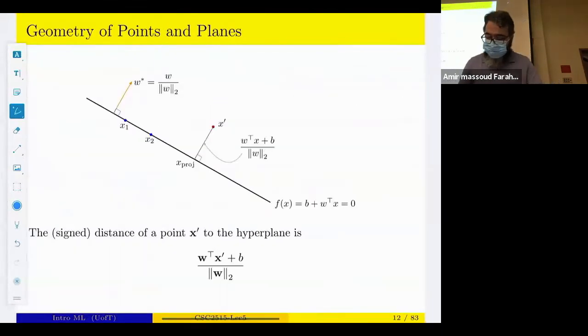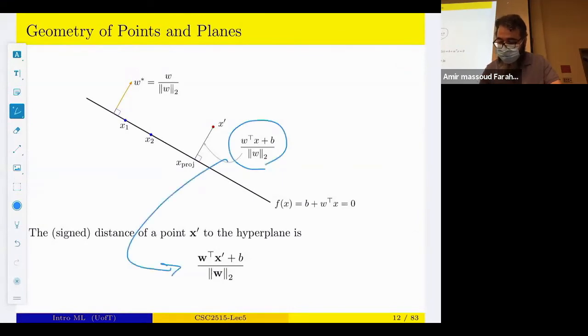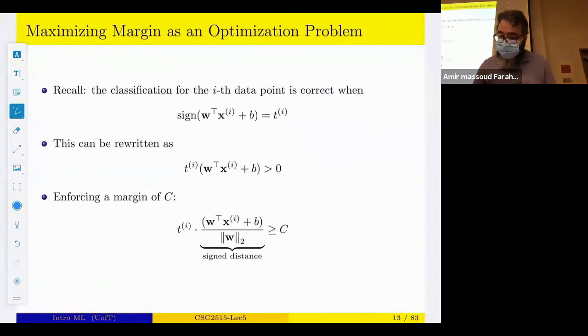Okay. So we had the distance, or signed distance, of a point to a hyperplane as we have here. This would be W transpose X prime plus B divided by the norm of W. This is a signed distance because if the point ends up on the other side, the value becomes negative. Okay, so this is good.